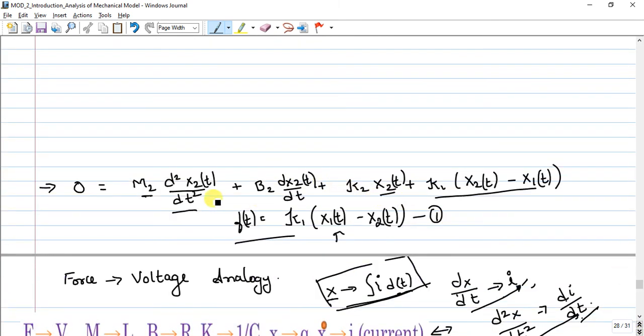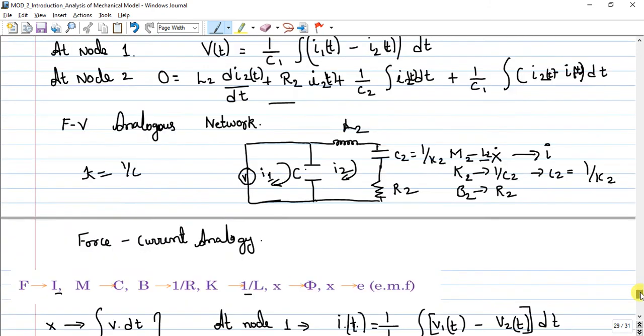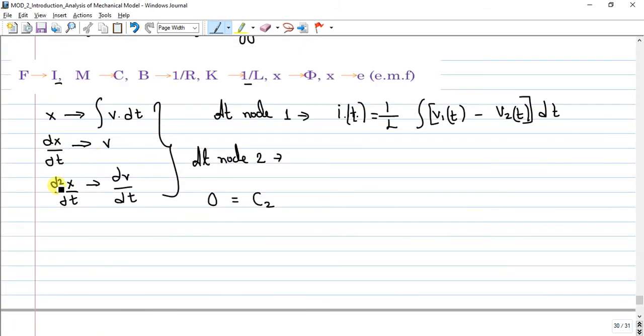So d square x2 of t by dt square, by considering the mechanical system, that is equal to dv by dt. So C2 multiplied by differentiation of voltage with respect to t. Take it as v of t. Okay, done. Next, let me move on to the next term.